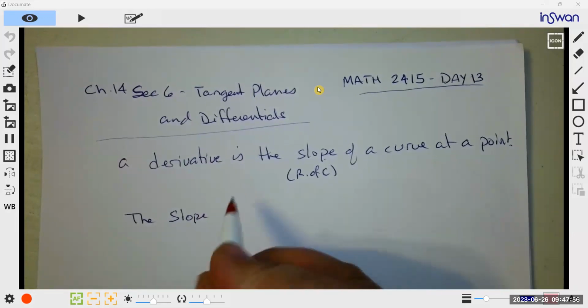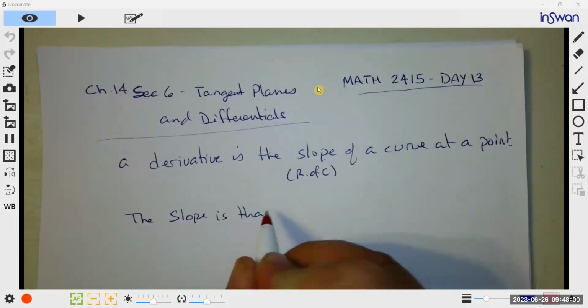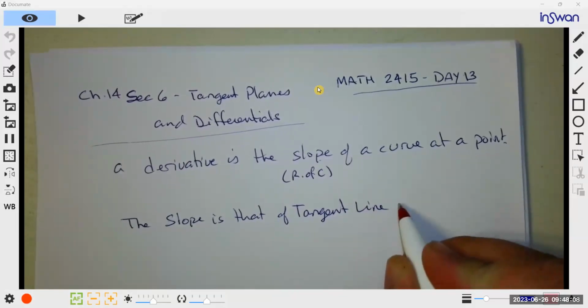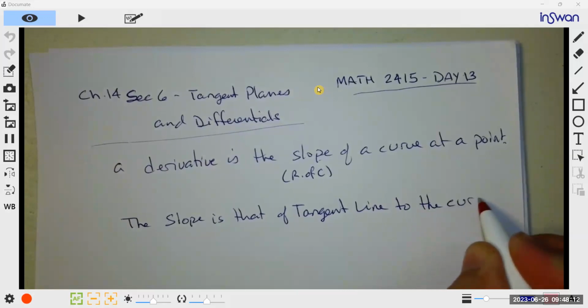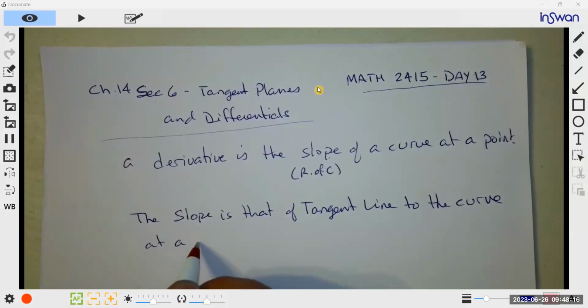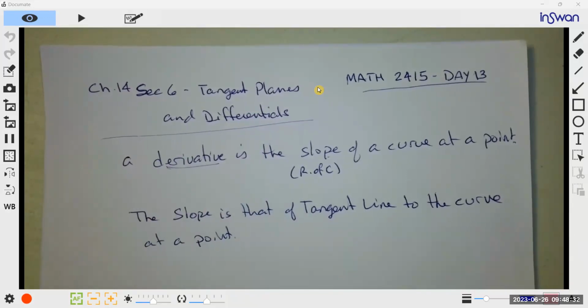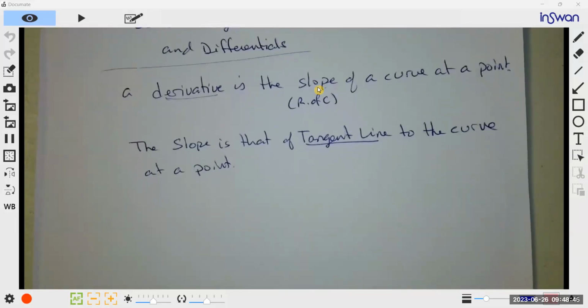So the derivative is the slope of a curve at a point. The slope is that of the tangent line to the curve at a point. That's what we learned in Calculus 1. In order to have a derivative, the function has to be differentiable, and that still holds now. It's got to be continuous at every point in the domain. So we're starting off looking at tangent lines in 2 dimensions, and then we'll go to tangent planes in 3 dimensions.